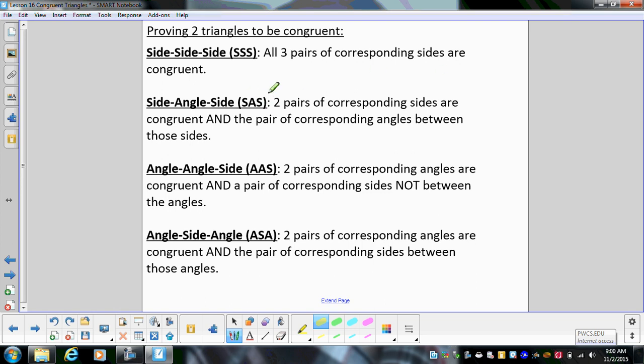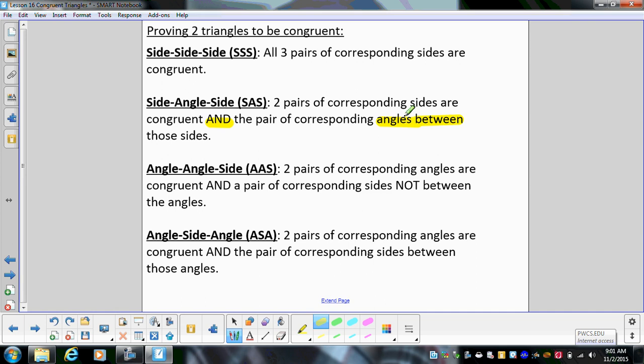Similarly, if we know about 2 pairs of corresponding sides being congruent, and we know that the angles between them are congruent. So it's important that these angles are between. So 2 pairs of corresponding sides are congruent, and then the angles in between those sides are congruent to each other. We can say that triangles are congruent by side, angle, side.